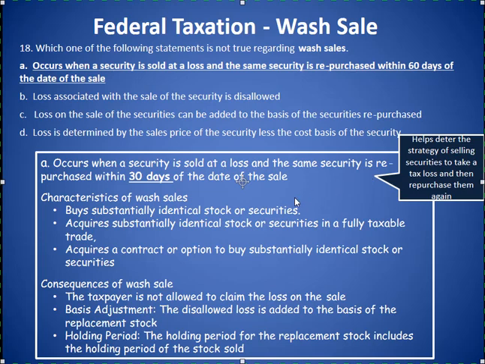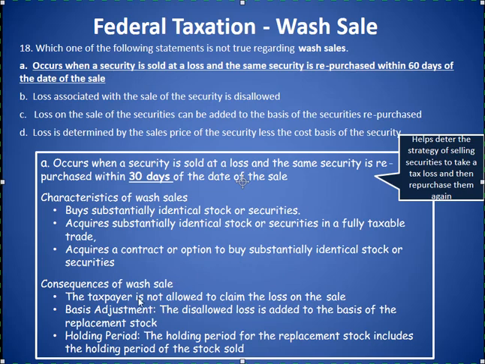Now, the characteristics associated with the wash sale: the taxpayer buys substantially identical stock or securities. The taxpayer will acquire substantially identical stock or securities in a fully taxable trade, which only makes sense. Or the taxpayer will acquire a contract or an option to buy substantially identical stock or securities in the future.